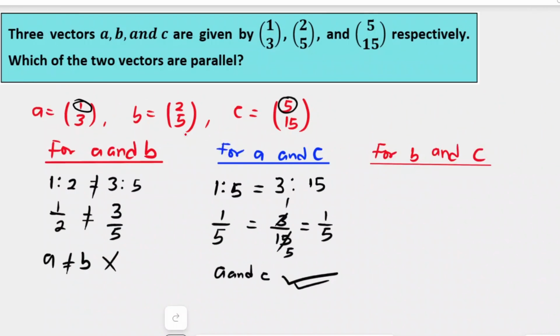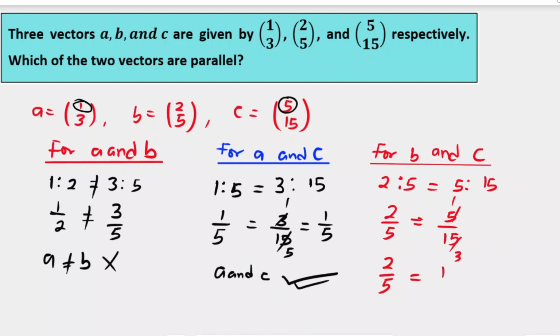Okay, so for b and c, you have the vectors b and c here. Let's check the ratio of their corresponding components. So I'm going to get 2 to 5, and it should be equal to 5 to 15. I hope you are not confused. So now we can write them as fractions, and we are going to get 2 out of 5 equal to 5 out of 15. Now when you simplify, 5 here 1, 5 here 3, so we have 1 out of 3. And unfortunately, they are not the same. So the ratios are not equal. That means b and c are not parallel.